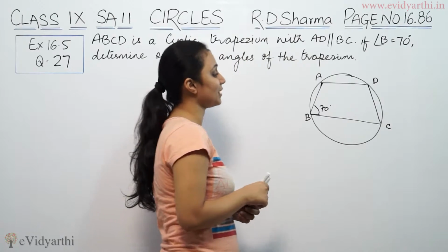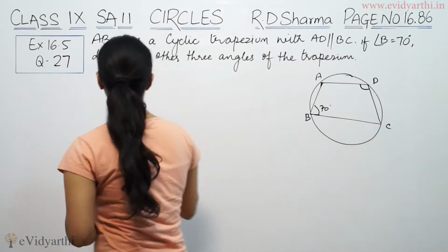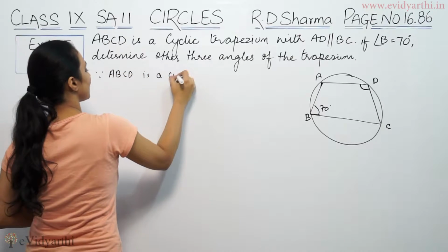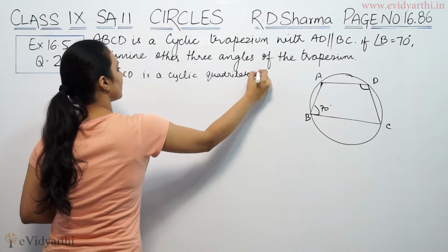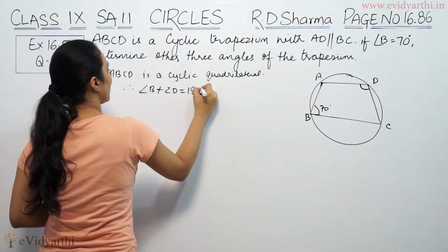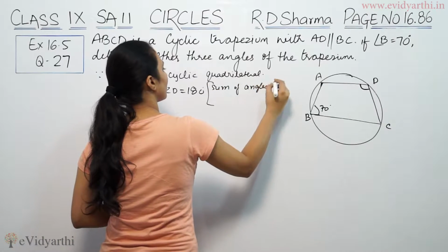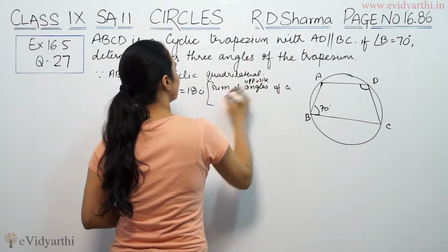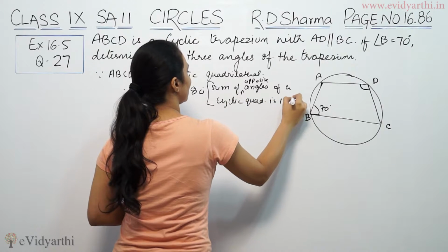This is a cyclic trapezium. तो cyclic quadrilateral में opposite angles का sum होता है 180. So B plus D. Since ABCD is a cyclic quadrilateral, therefore angle B plus angle D will be equal to 180 degrees. Sum of opposite angles of a cyclic quadrilateral is 180 degree.